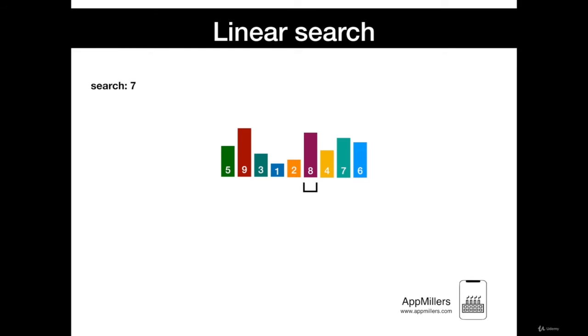It continues to compare with 8, then 4, and then we reach 7. When we find the 7, the search ends here. As you can see, linear search is a simple technique for doing repeated comparison in order from the beginning of the array. When there is a lot of data, the number of comparisons increases and it takes more time. And the time complexity for linear search is O(n).